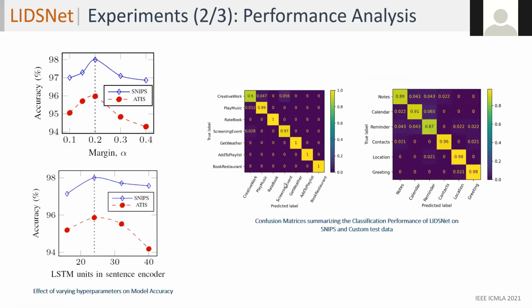In this performance analysis, the left side graph illustrates the effect of varying hyperparameters on model accuracy. A margin of 0.02 and 24 hidden units in LSTM give the best results as per the experiments, as illustrated in these figures. Towards the right, we have confusion matrices summarizing the classification performance of LIDSNet on SNIPS and custom test data.